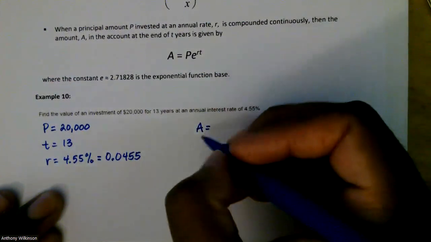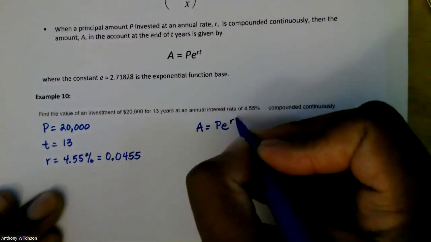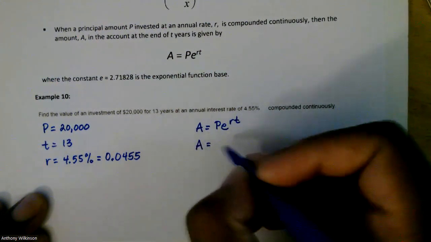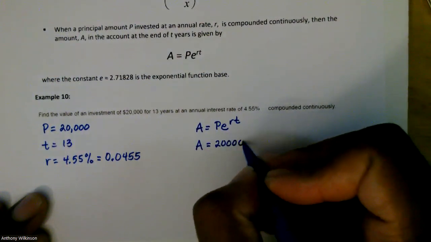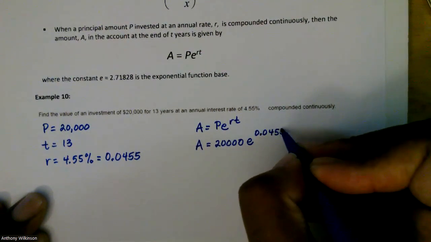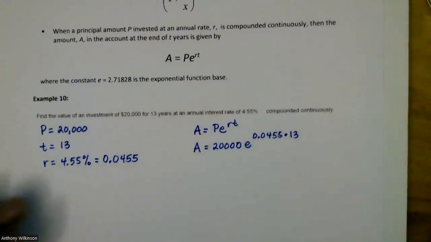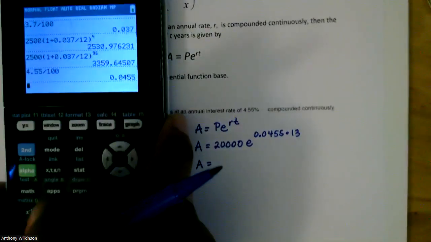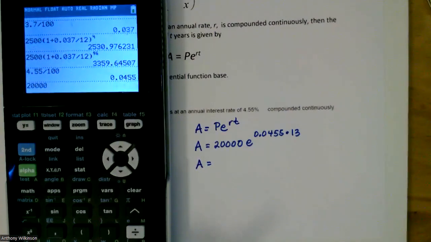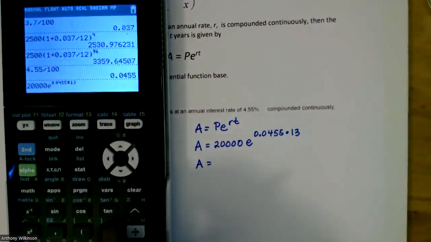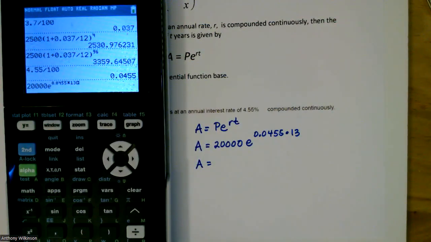And here it's compounded continuously, so we must use this formula: A is equal to P times E to the RT. And your P in this case is $20,000 times E to the R, that's going to be 0.0455 times T, which is 13. Now this we can just type in the calculator directly. So in this case here, I'm going to type 20,000, and then second and LN for the E, and then type in 0.0455 times 13, and then hit enter.